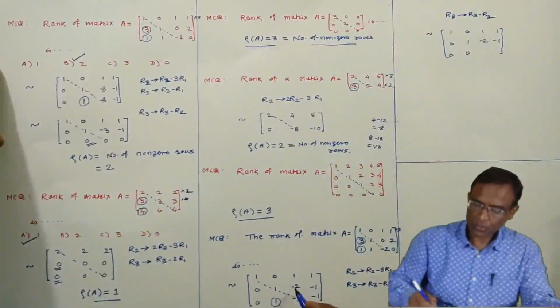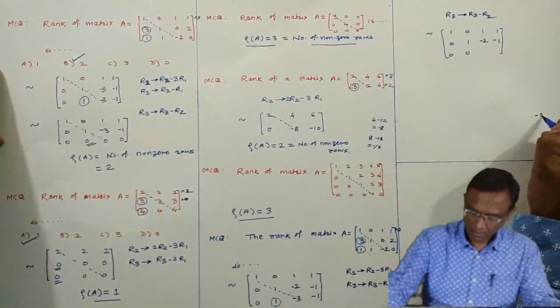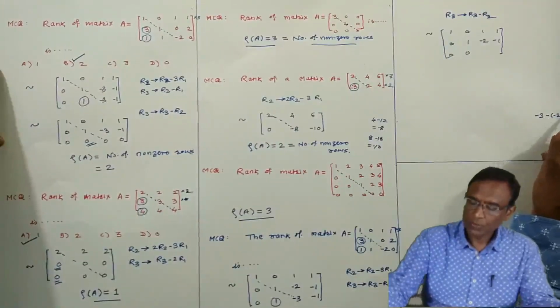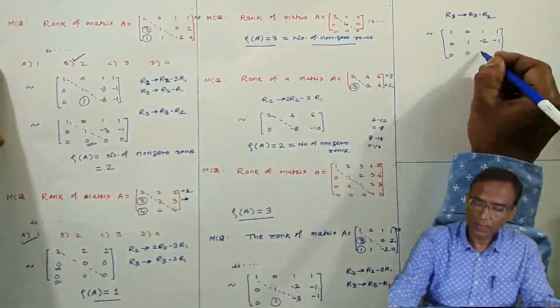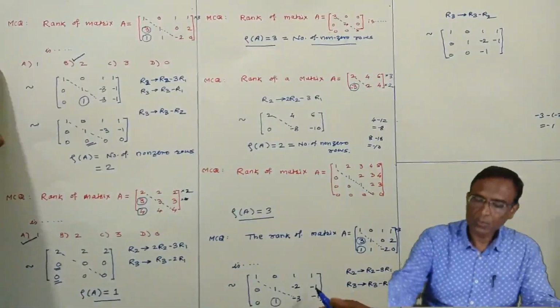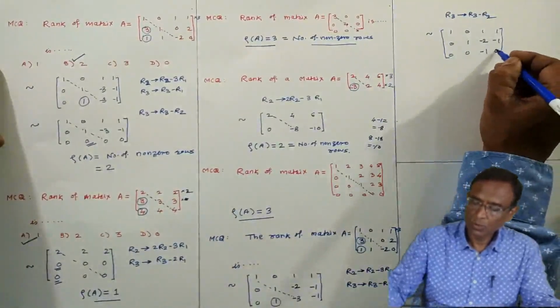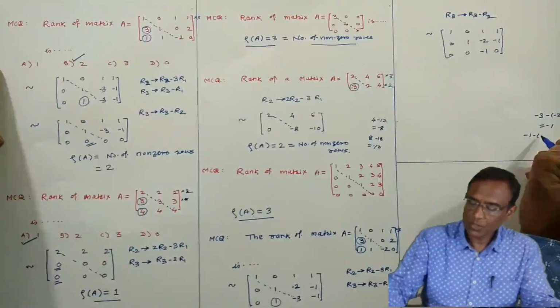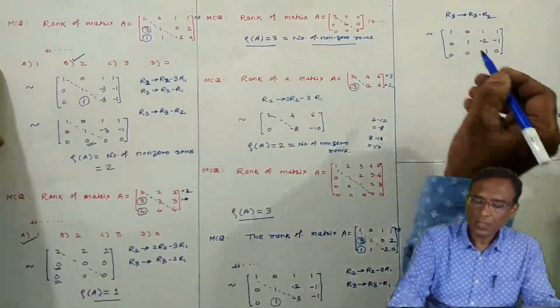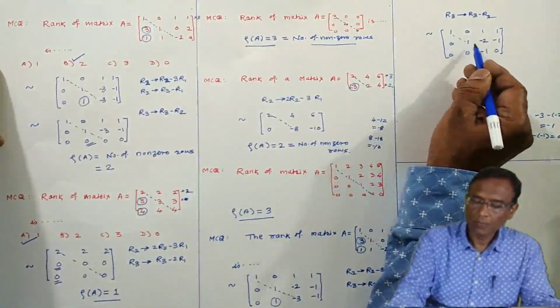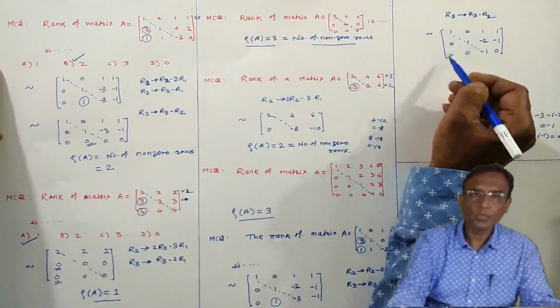Minus 3 minus of minus 2 means minus 1. This I have to write here. Minus 1 minus of minus 1 is 0. So this is the diagonal, and here all below diagonal elements are 0.